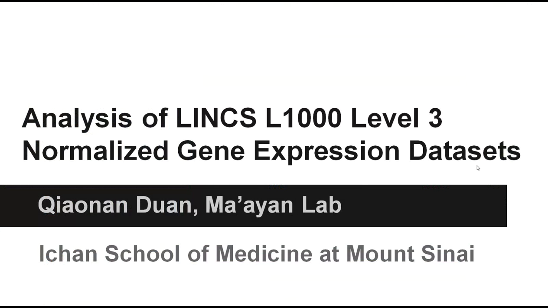Okay. So my presentation is about analysis of LINCS L1000 level 3 normalized gene expression data sets. We all know that the Broad divides their data set into different levels. Level 3 is normalized gene expression data sets with replicates, and level 4 is Z-score signatures of those replicates. So I start from level 3 to derive our own signatures using a new method.